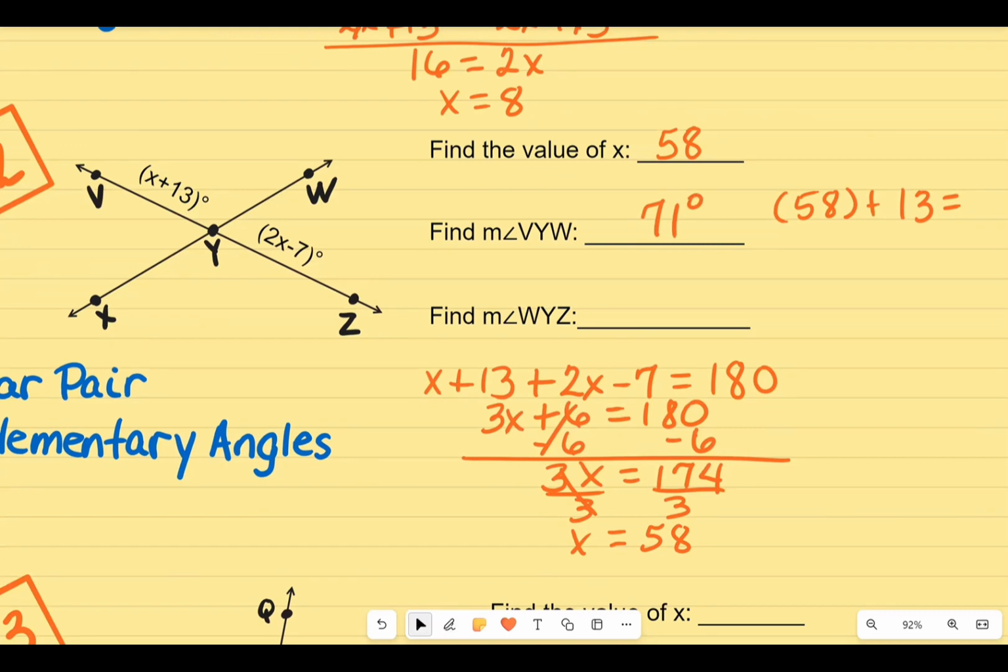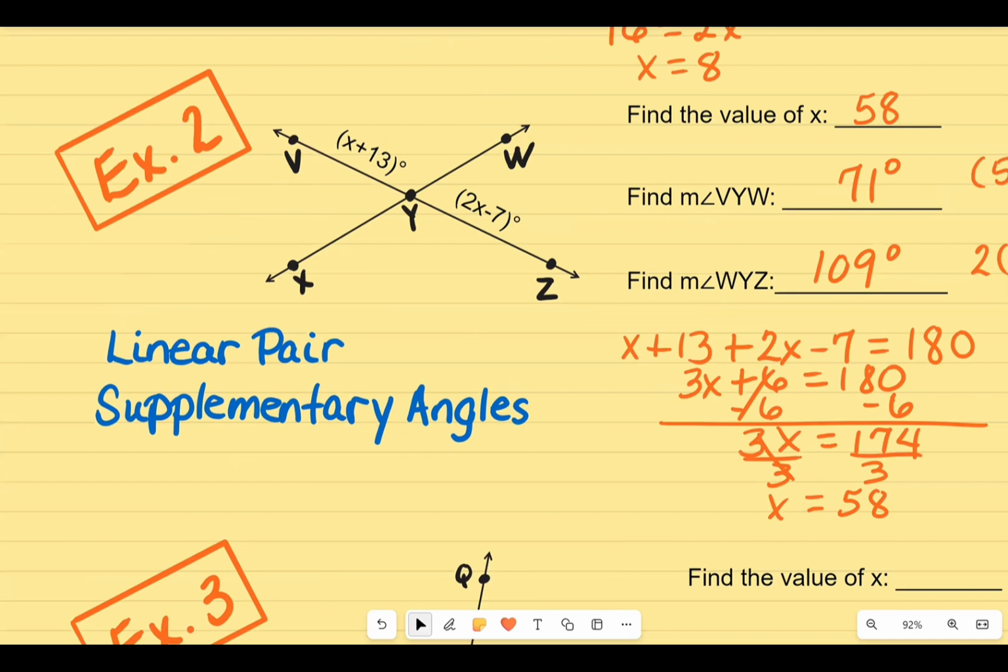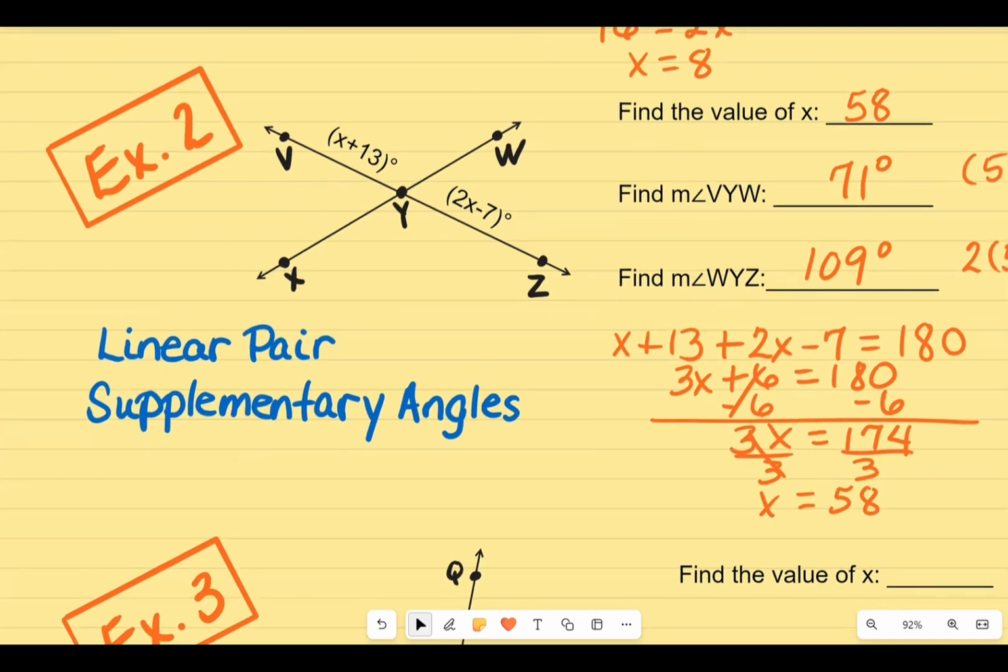Now this time they will not be equal because we said it was going to equal 180 degrees when we added those two angles together. So the measure of angle WYZ this time is going to be 2 times that same x, which is 58, minus 7. And then once I simplify that, I end up with 109 degrees. If I were to add the 109 and the 71 together, I will see that that is in fact 180 degrees, which is the definition for adding two angles to equal 180, the definition of supplementary angles.